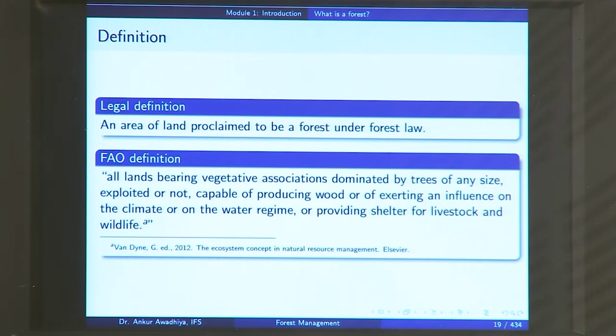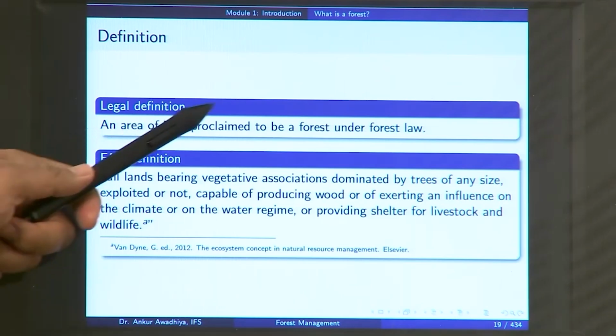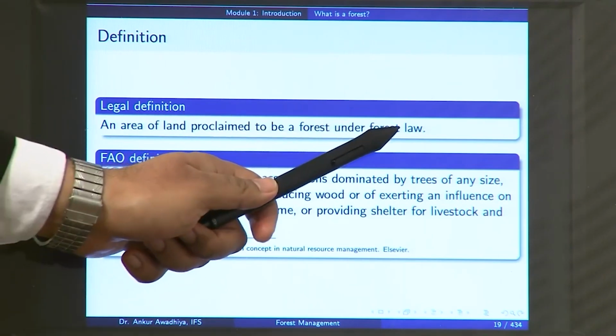The court is going to ask you, can you prove that this person has actually trespassed or entered into your protected forest. Now, the court is not concerned in this particular case about whether there were trees in the forest or whether there were animals in the forest, or how the canopy was. No, they are not concerned about that. They are only concerned about the legal definition of forest in this case. And the legal definition of a forest is an area of land that is proclaimed to be a forest under a forest law.